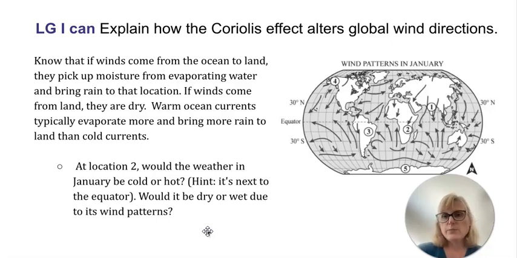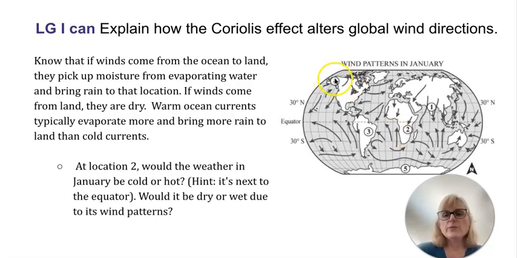Okay, so here's an example question at location 2. Would the weather in January be hot or cold? So let's look at 2. Look at the wind. See this arrow here? It's coming from land to this location. It's on the equator. It's going to be hot. It's going to be dry. So it doesn't matter if it's January or not because it's the equator, so it's going to be hot. And it's going to be dry because it's coming from land to this location. So it's going to be hot and dry due to its wind patterns. So those are the kinds of things.